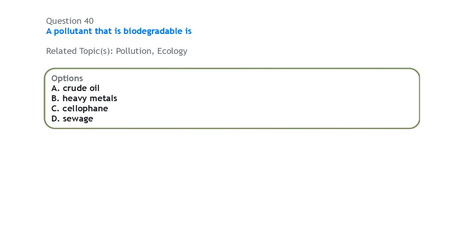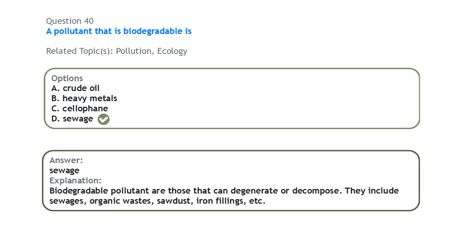Next, on ecology and pollution, a pollutant that is biodegradable is the sewage. When you say biodegradable pollutant, they are those pollutants that can decompose, that is, they can decay under nature force. So examples of such pollutants include sewages, organic waste like plant litters or animals, sawdust, or iron filings. These things are biodegradable in that they can decay.